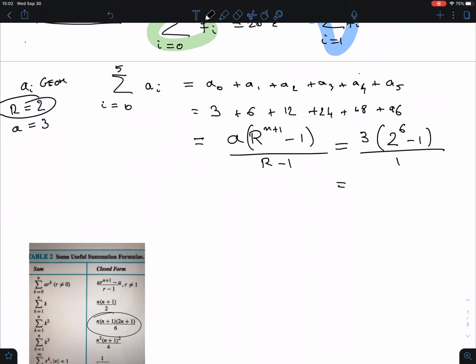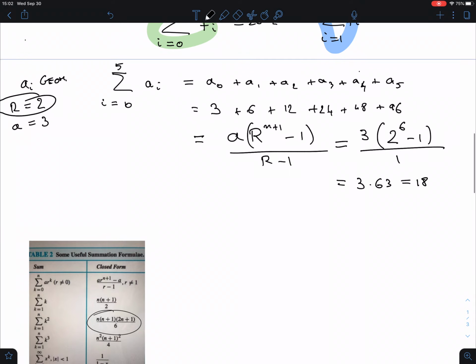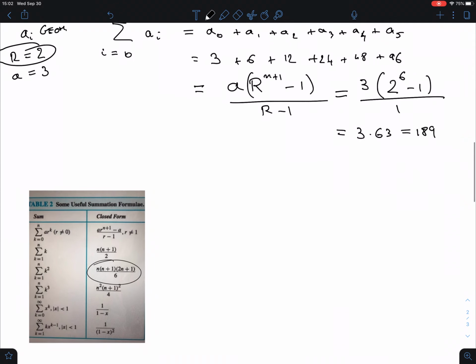So this value is equal to 3 times 2 to the 6th, that is 64, minus 1 is 63. So it's 3 times 63, that is 189. And so I challenge you to actually calculate this thing, and you will see it is actually 189. So when we have summations like that, we are going to use these formulas here. And oh, this is circled from a picture. Sorry, I cannot undo that.